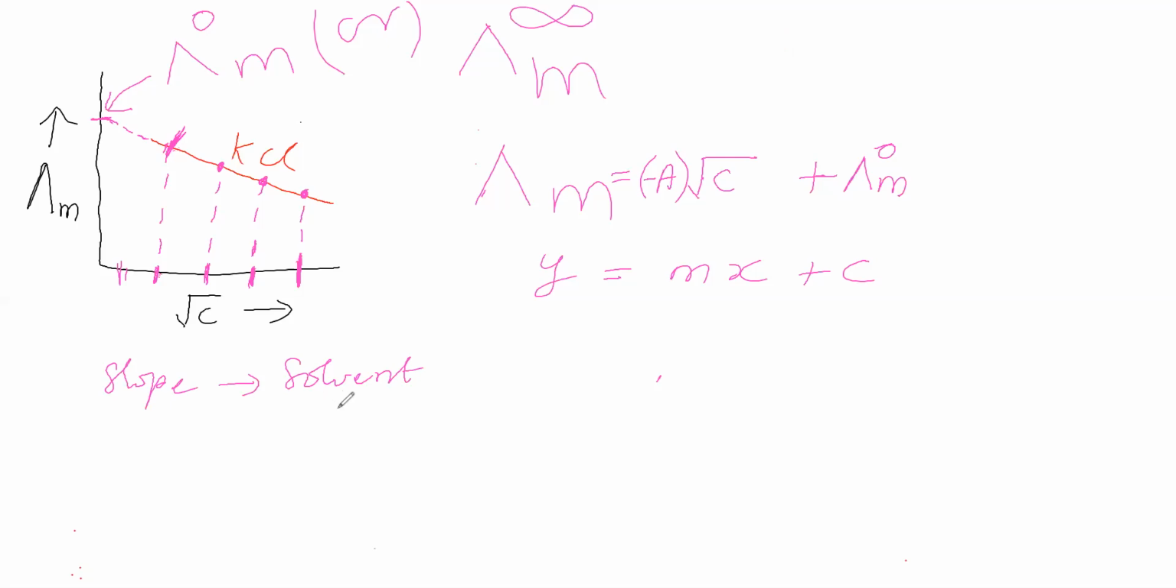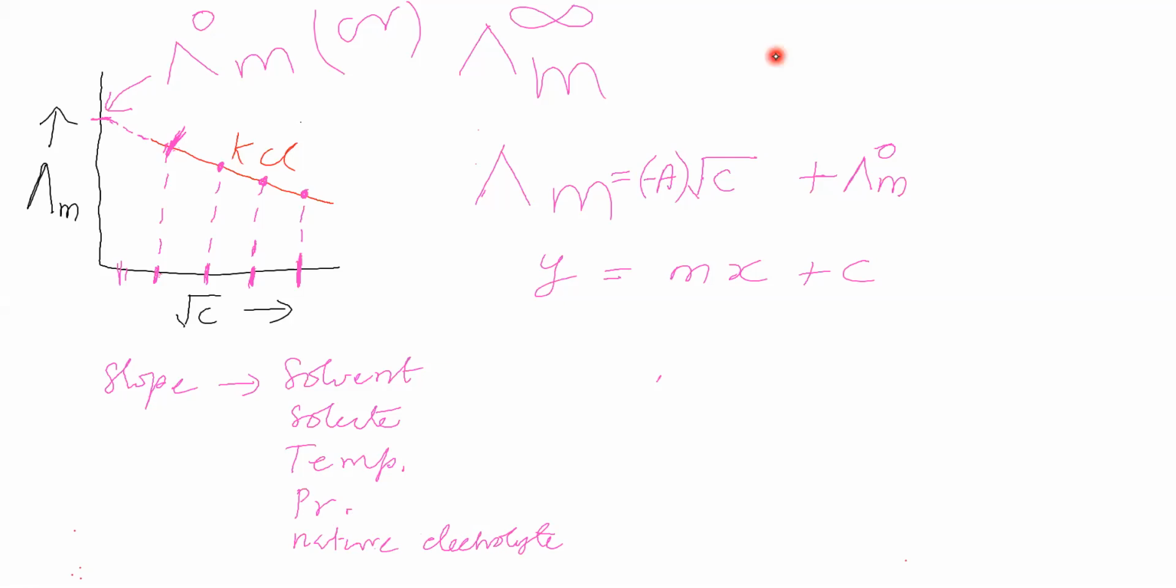Next, we have to see whether the slope depends on the solute or not. Next, temperature. Next, pressure. Next, the nature of the electrolyte, which is the solute. Sorry, okay, first we will see the solvent.